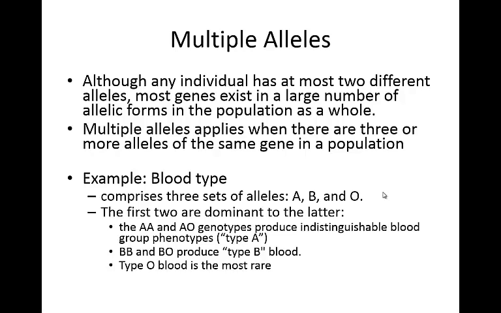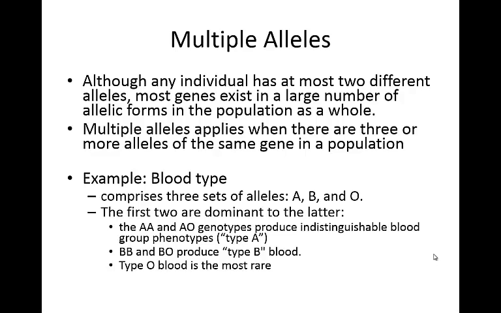A and B are going to be dominant to O. So if an individual has 2 A's, they're going to have blood type A. If they get an A and an O, A is going to be dominant to O. These 2 genotypes are going to produce indistinguishable phenotypes, and they're both just going to be typed as type A. If an individual gets 2 B alleles or a B allele and an O allele, they're going to produce type B blood.